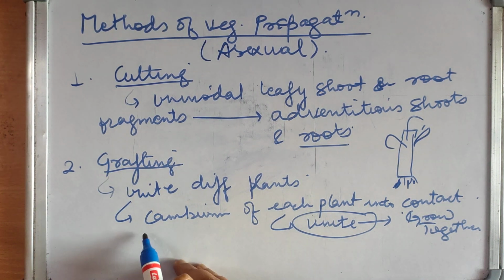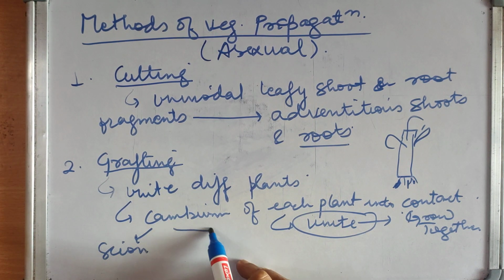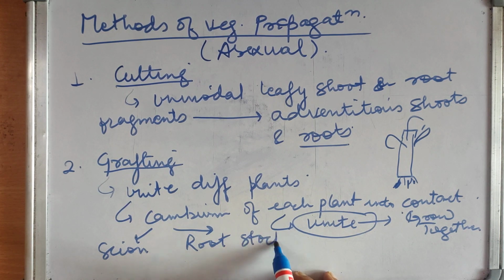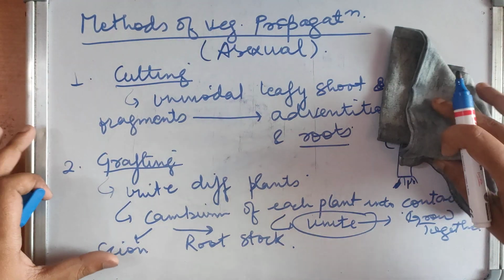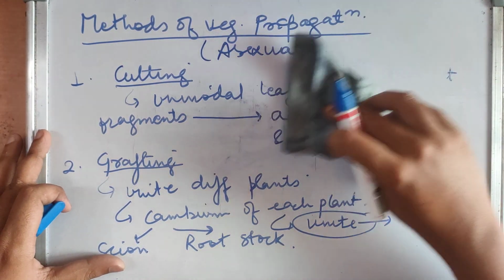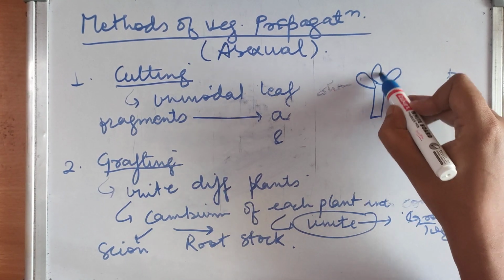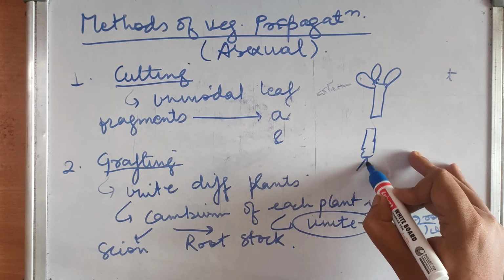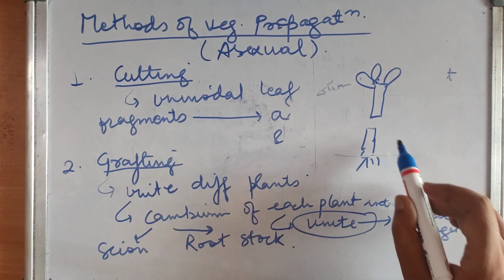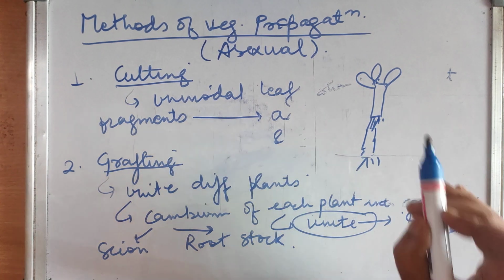In grafting we know there are two parts, that is scion and root stock. Suppose this is the upper part of the plant, this is the scion, and the plant which will give you roots is the root stock. So we'll join these two and create certain conditions.